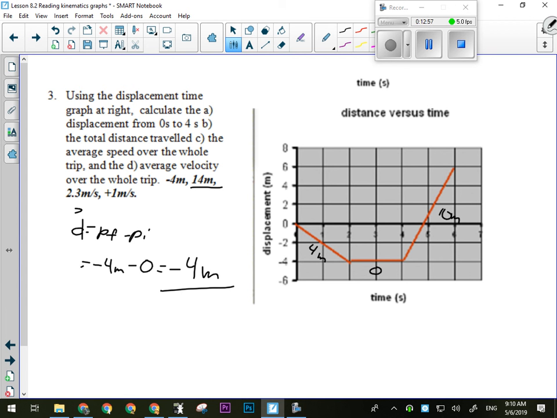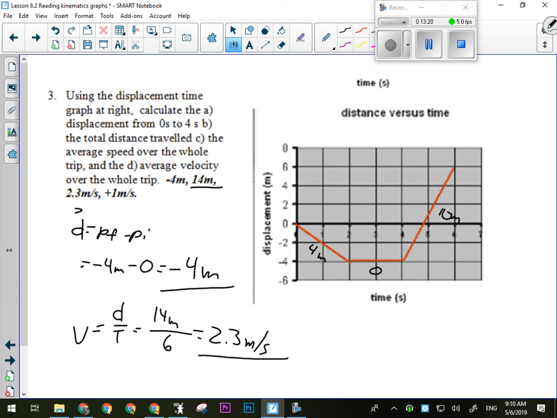For part C, average speed over the whole trip. Speed is distance over time, and I just calculated the total distance to be 14 meters. All I have to do is divide that by the total time, which is 6 seconds. So 14 over 6 should give me 2.3 meters per second. No direction on that because it's speed and it's scalar.